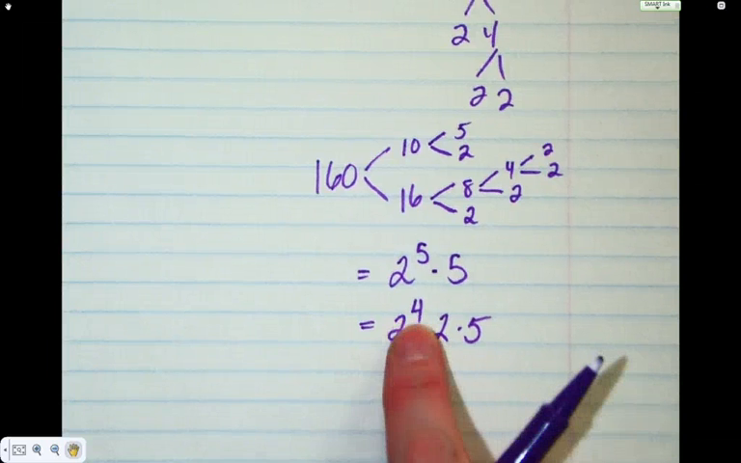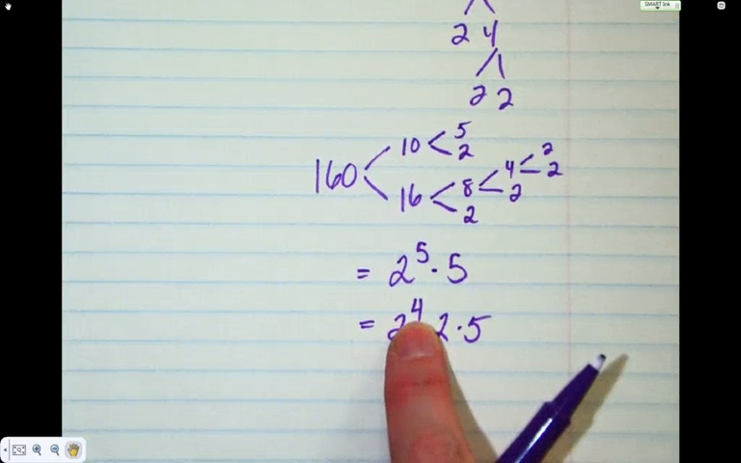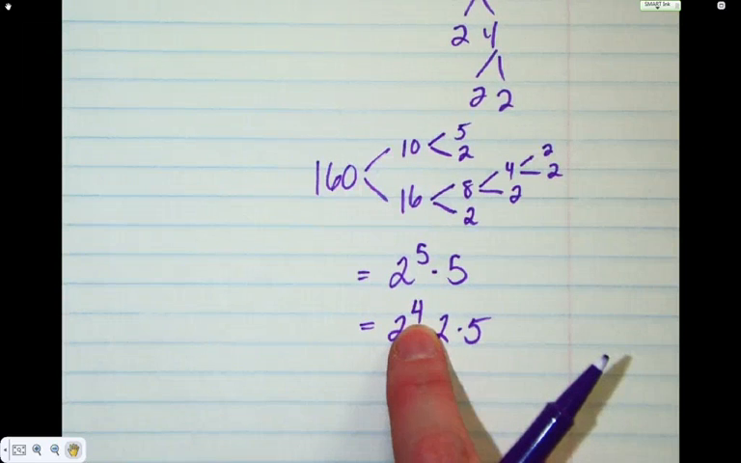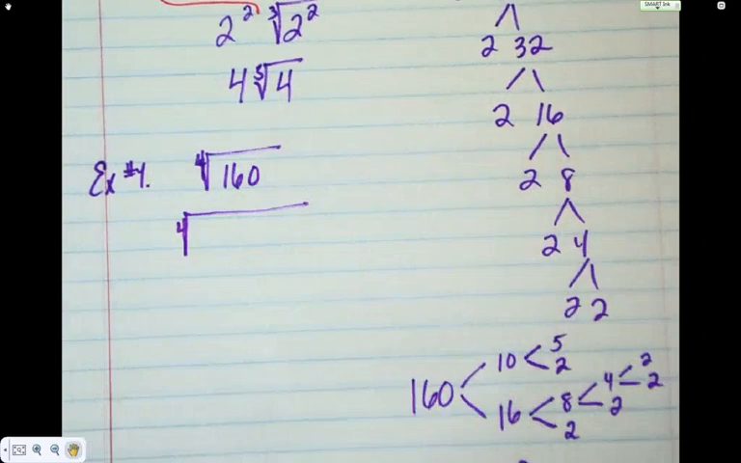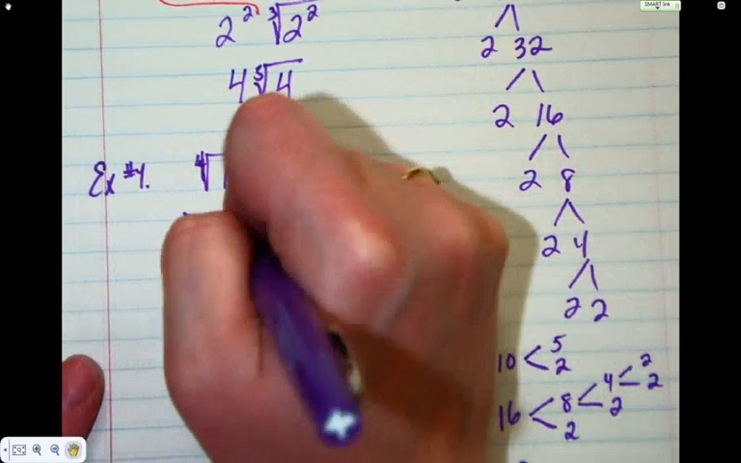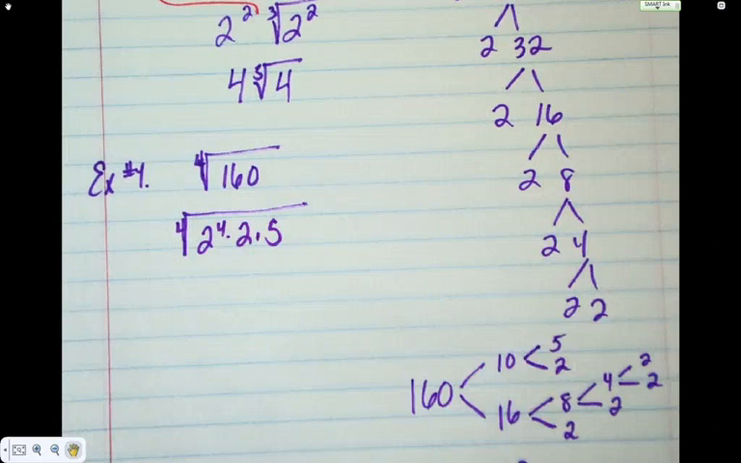Again, just to repeat, why did I care about this 4 and I didn't care about 4 before? Because it's a 4th root that I'm dealing with. If I was dealing with a cube root, I would have split it into groups of 3. I just chose 4 because it's a 4th root. Okay, so I'm just taking the 160 and splitting it into 2 to the 4 times 2 times 5.